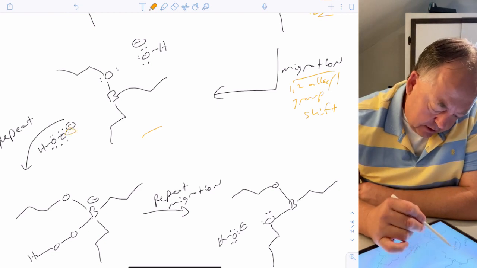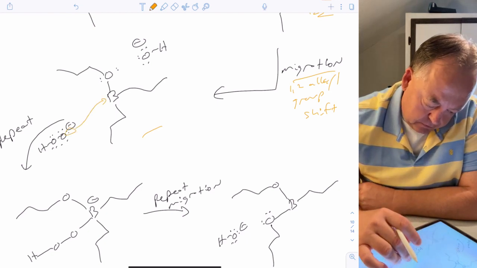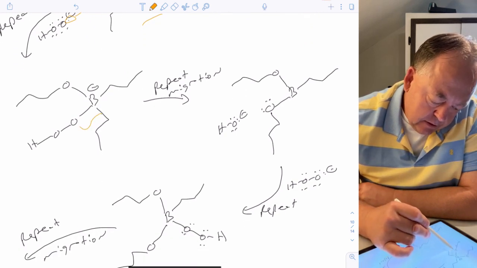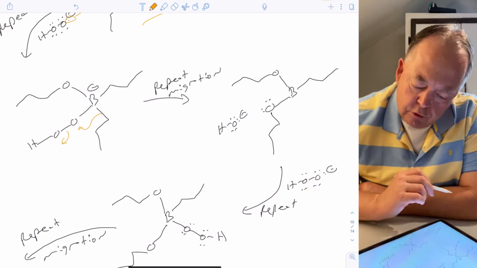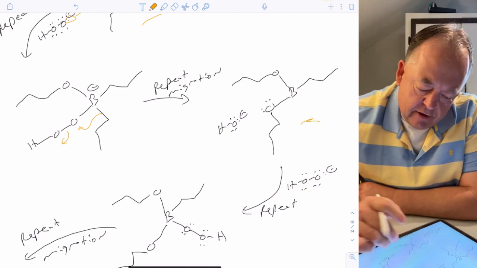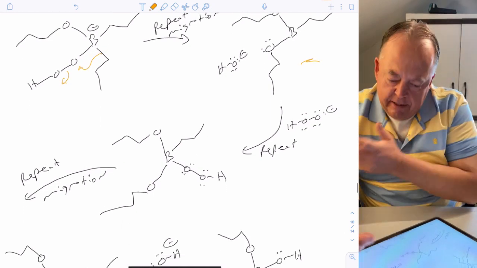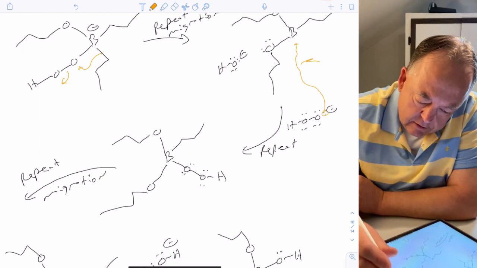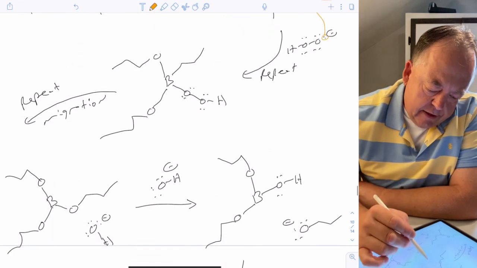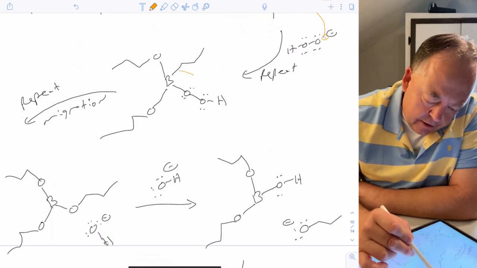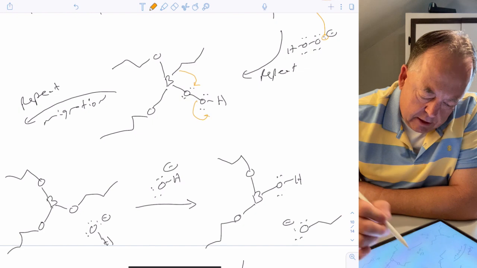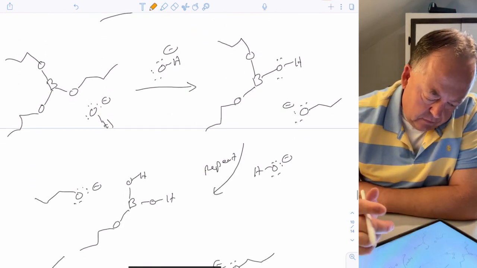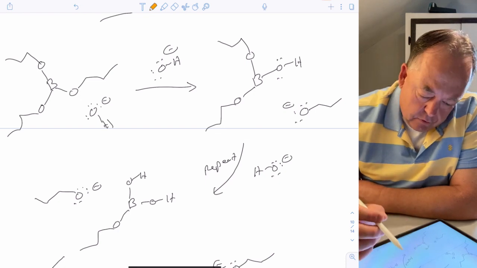So another peroxide attacks to give you this, and then another migration happens. So another alkyl group migrates, lose another hydroxide, and now you have this. And then repeat that again. Another peroxide attacks. Now you have that, and then the 3rd alkyl group migrates, and another hydroxide leaves, and now you have this. Okay, so now what happens?